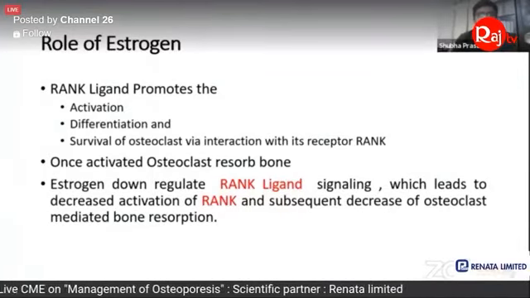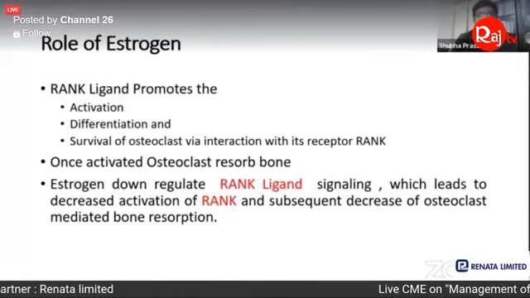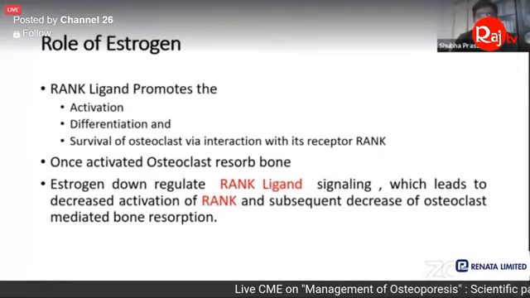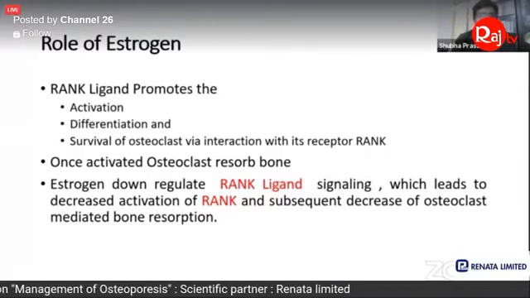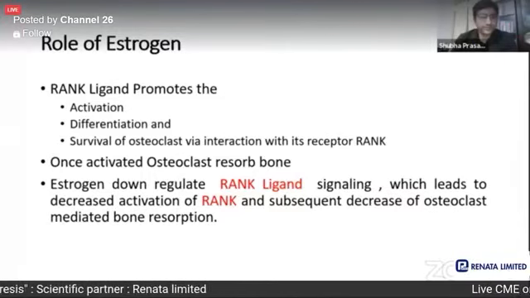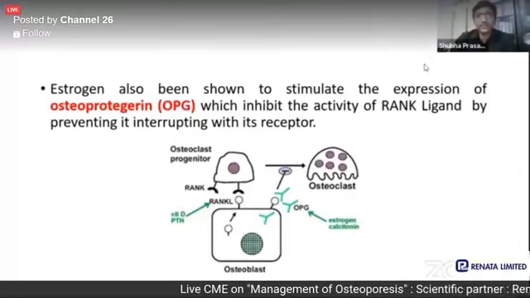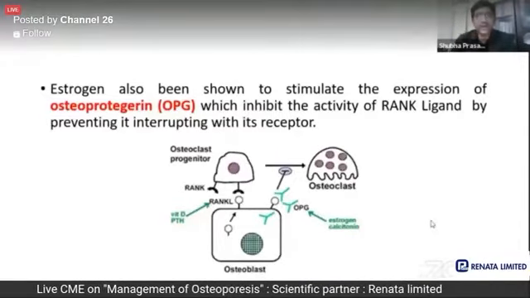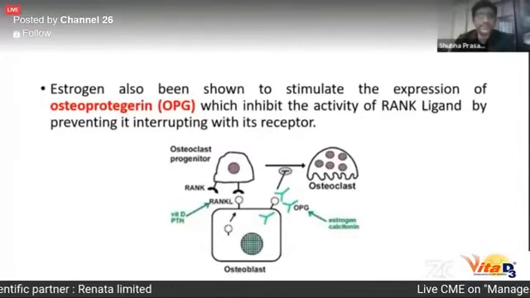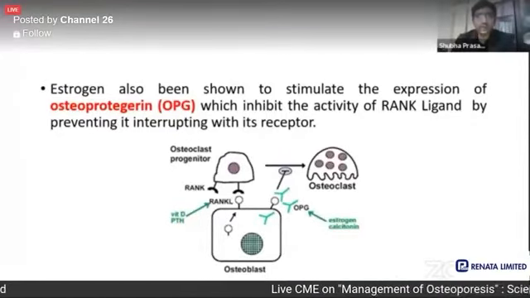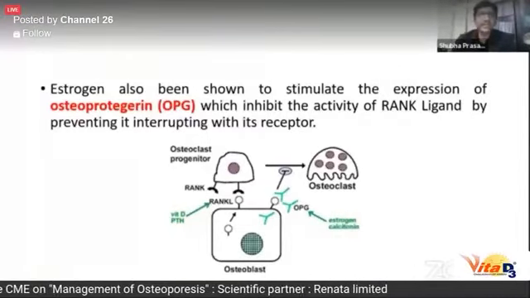So what is the role of estrogen in this matter? Estrogen down-regulates RANK ligand signaling, which decreases RANK and subsequently decreases bone resorption. Estrogen has also been shown to stimulate the expression of osteoprotegerin, a protein which inhibits the activity of RANK ligand by preventing it from interacting with its receptor.